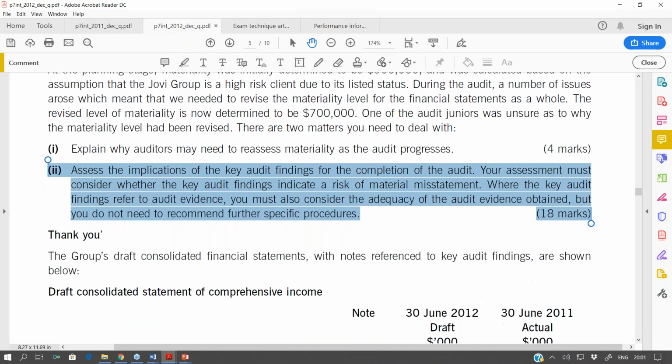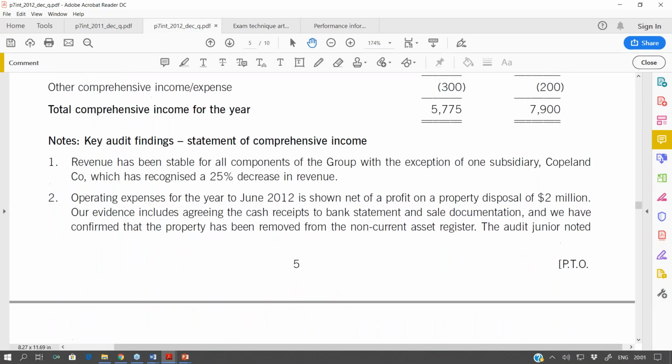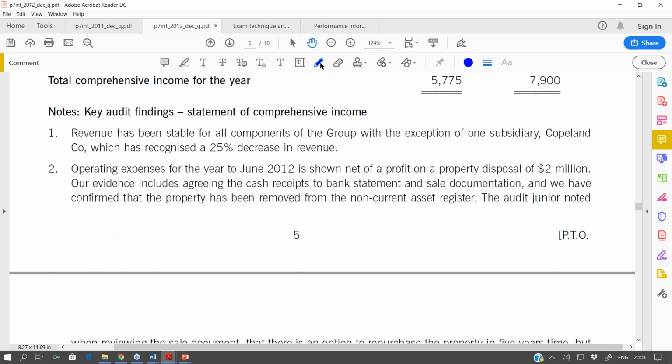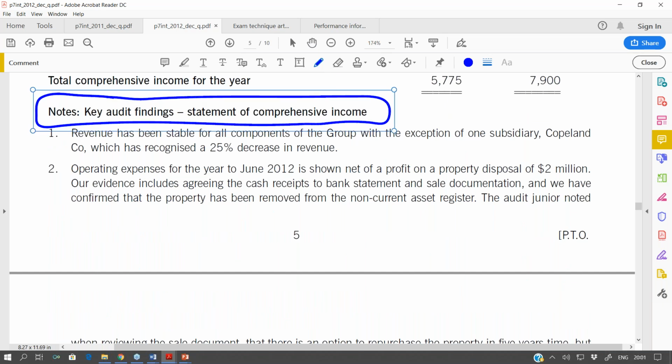Now, when you go down this question, can you see this key audit findings coming here? Key audit findings, statement of comprehensive income. Can you all see that heading? See the first finding. There are a total of 9 findings. I'm not doing all of them. The answer has been shared with you. I'll do some 3 to 4 findings just to give you a track, and you will do the remaining findings.